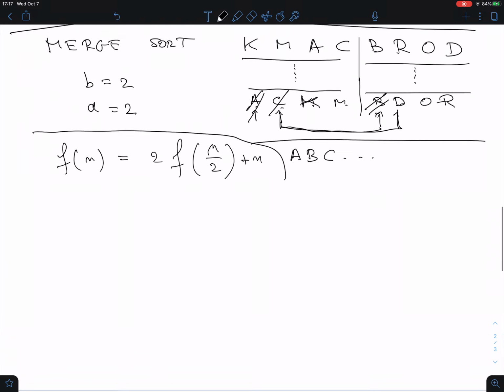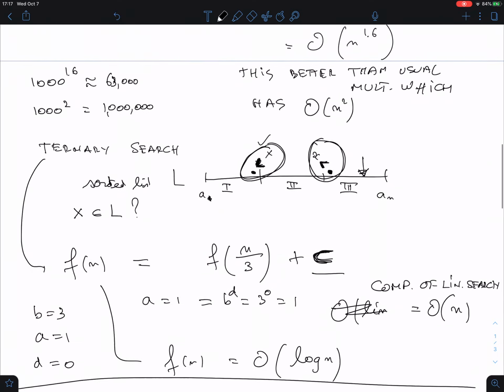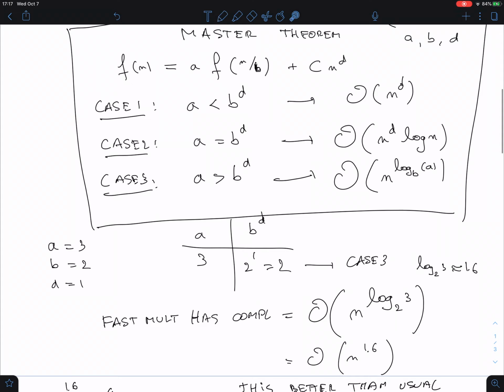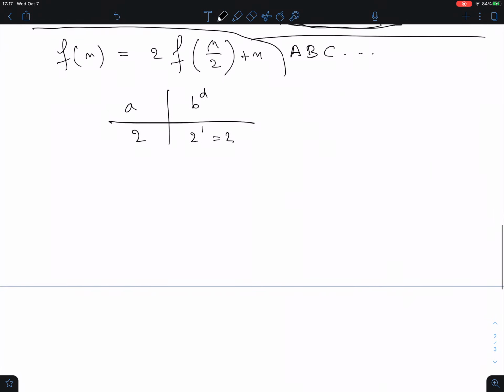So B is 2, A is 2, D is 1. Again, we have to look at A and B to the D. A is 2, B to the D is 2 to the power 1, which is 2. We are again in the middle part of our case 2 here, and so this is O of n to the power 1 log n. So the complexity f of n is O(n log n).